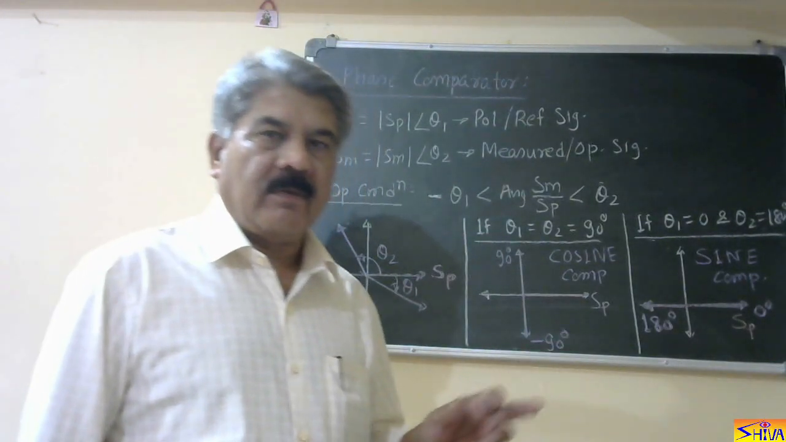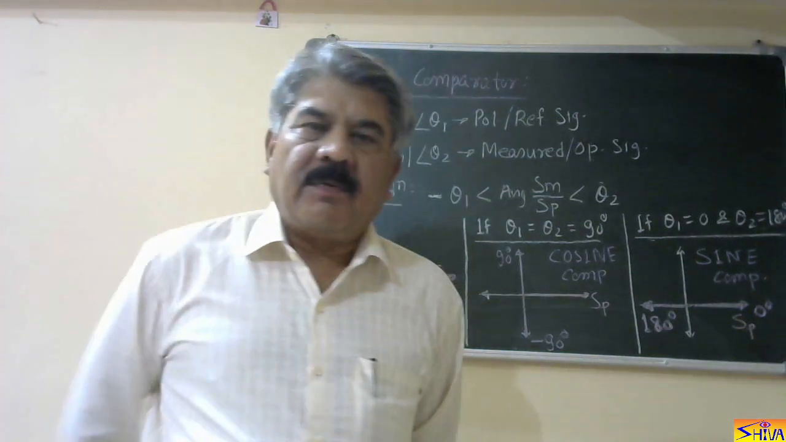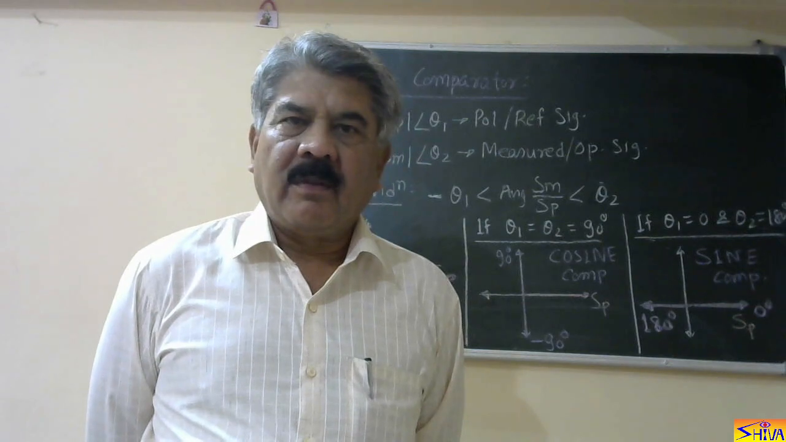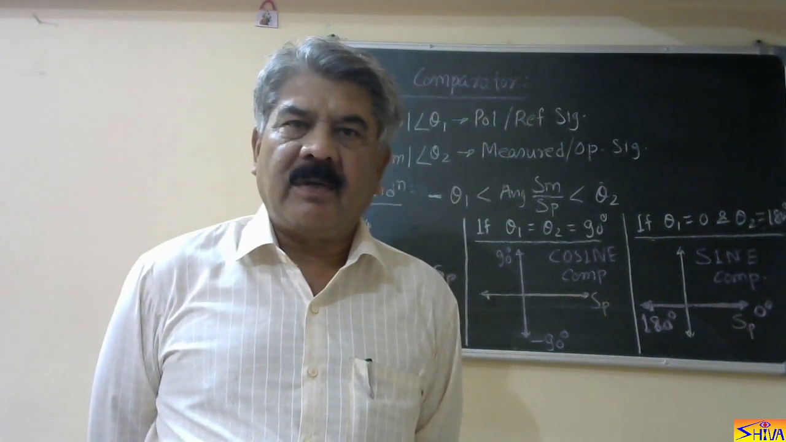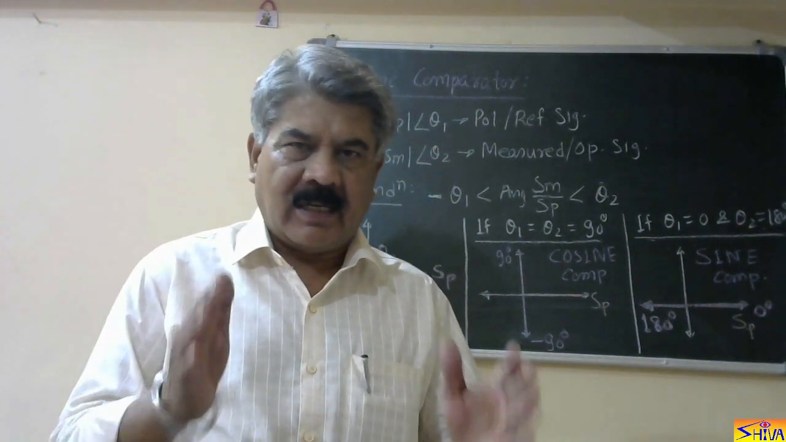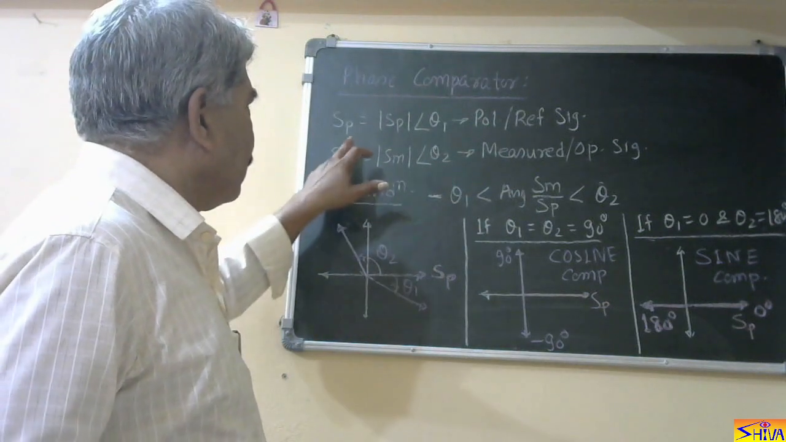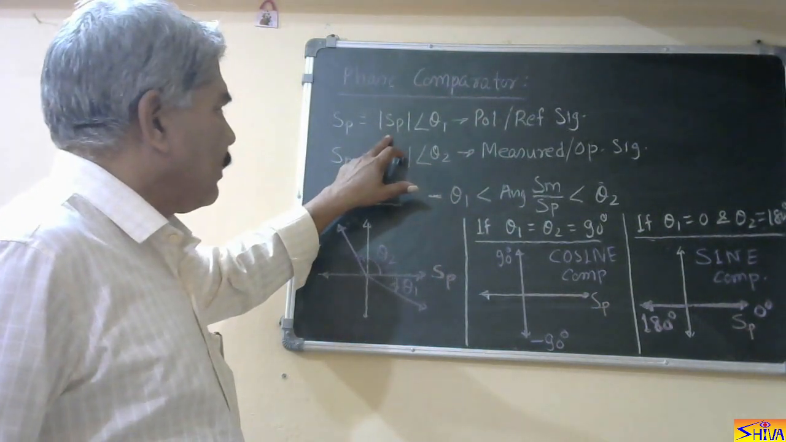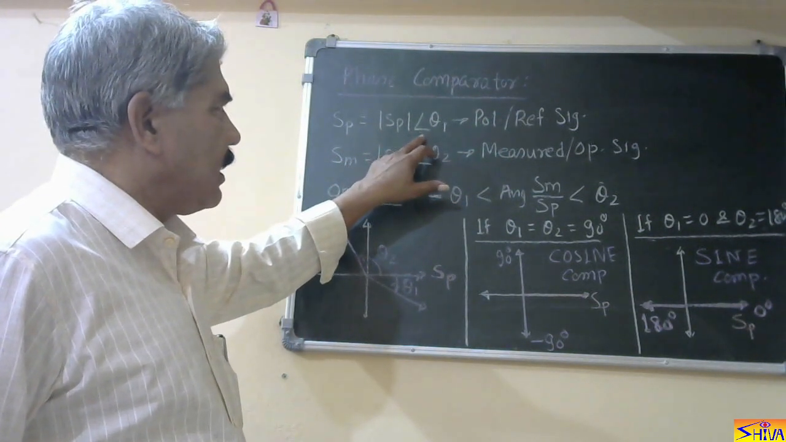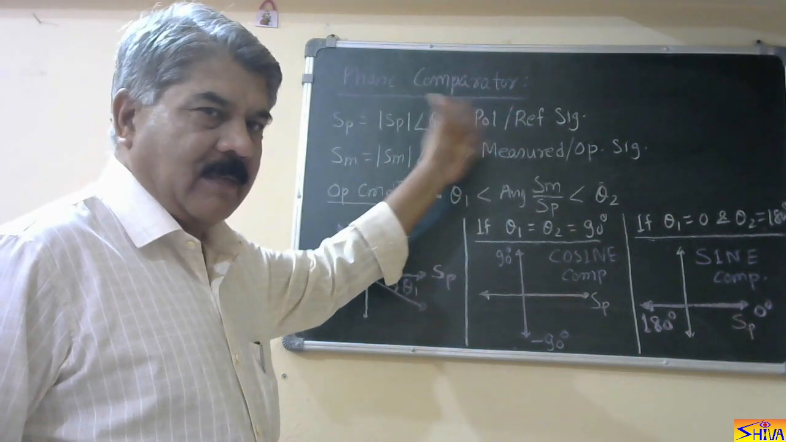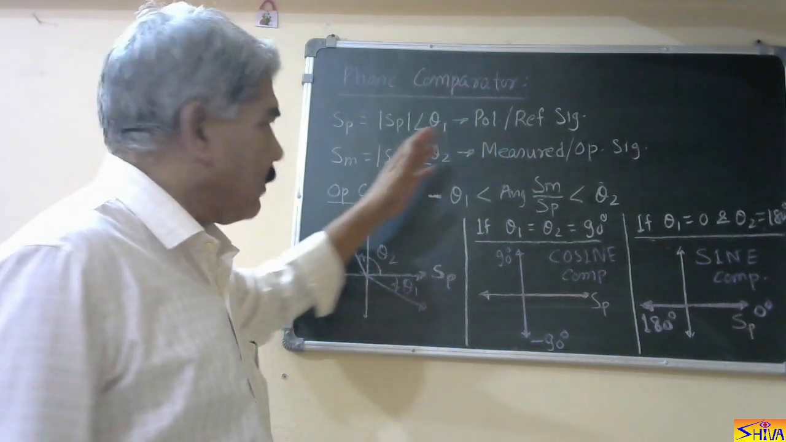Next is the phase comparator. The definition is: these are the comparators which operate when the phase angle difference between two similar electrical quantities is within a certain range. Let us see what this is. Say SP, that is SP magnitude, angle theta 1, is the polarizing signal, or let us say it is the reference signal. Same thing, polarizing signal or reference signal.